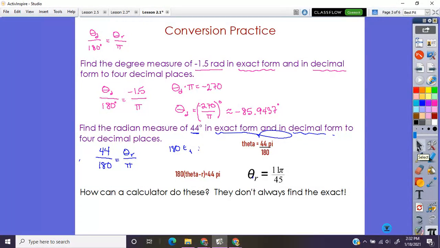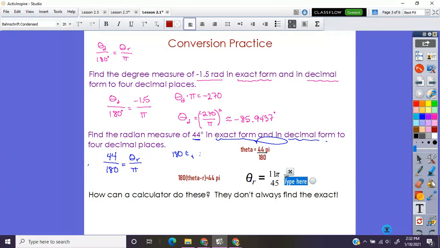Then for your approximate, you would go from this point and type it into the calculator. So 11 times pi divided by 45. Your approximate would be about 0.7679. This is what our approximate is.